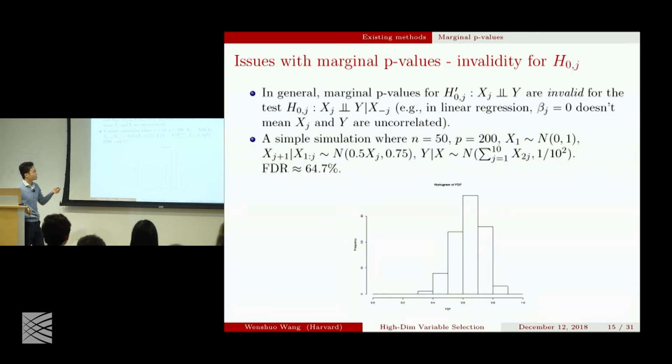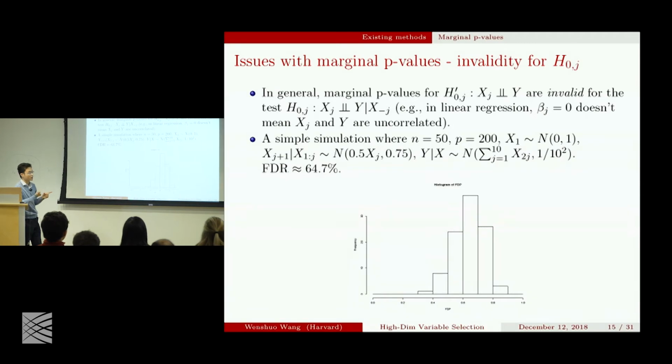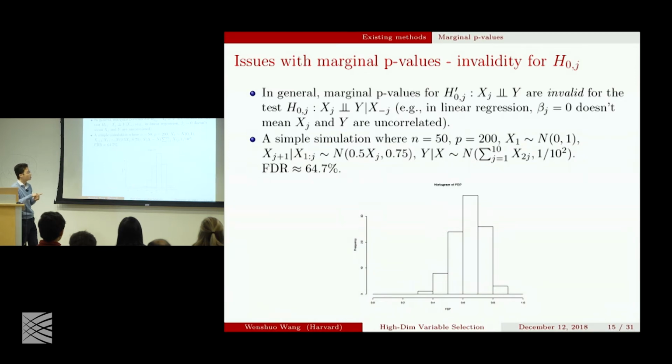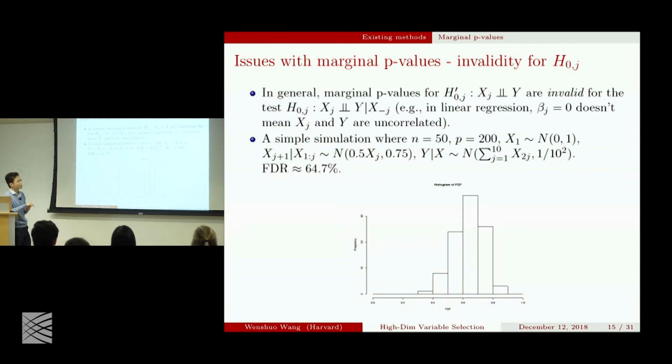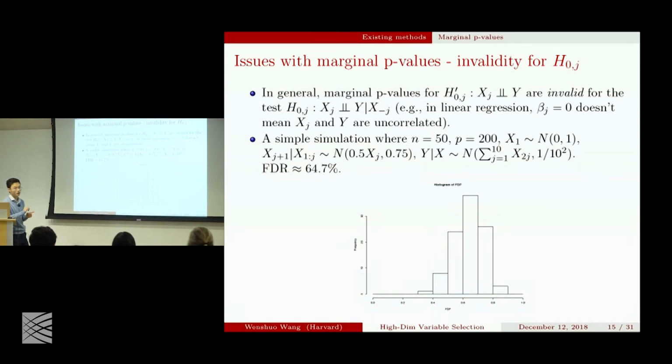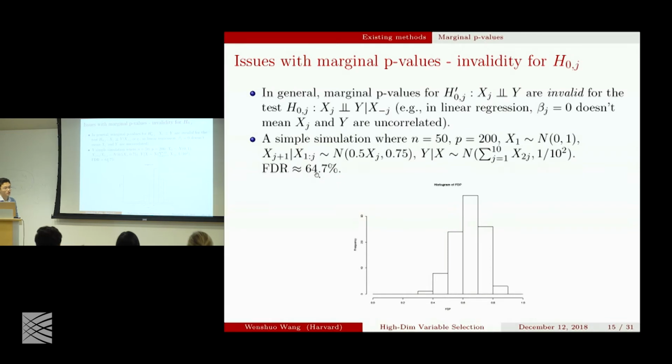If I just test the marginal hypothesis, I'm going to see a very large dependence between y and, say, x1, because x1 is highly correlated with x2, and x2 is a truly influential factor. So although x1 does not directly affect y, since it's correlated with x2, we're going to see a very high dependence between y and x1. That makes me select x1, and that's going to be a false discovery. If you just use the marginal p-values, the FDR is around 64%. So basically, 64% of discoveries are wrong.